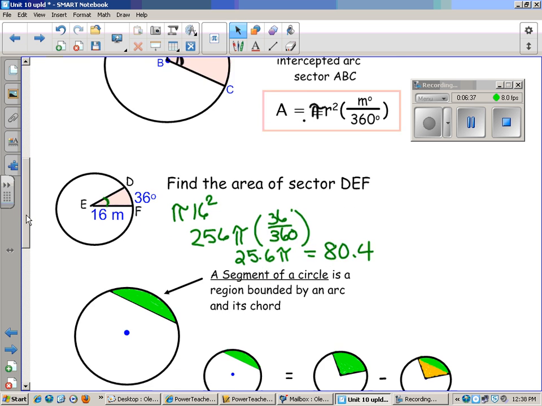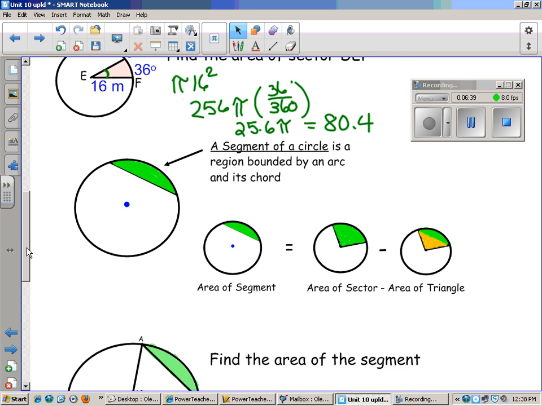Okay, so that's a sector. A segment is the piece of a sector, like here would be the sector. If you drew a chord from end to end of the sector, the area above that chord would be the segment.